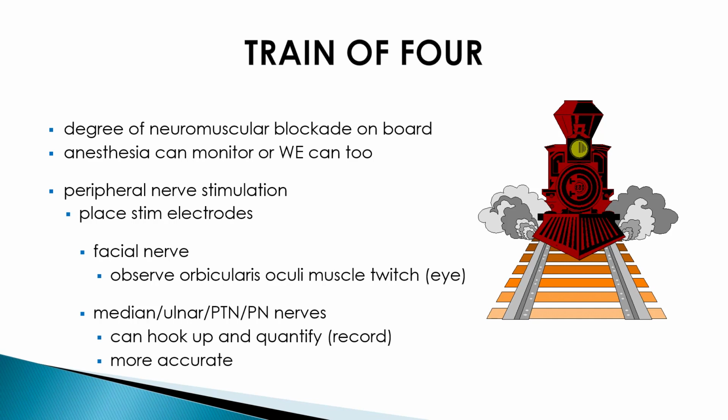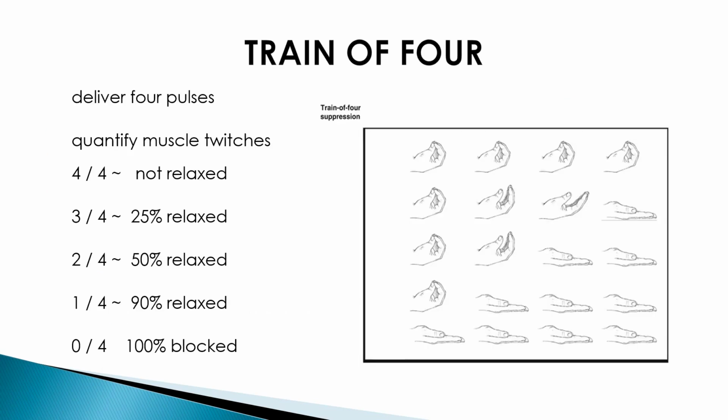We are likely doing somatosensory evoked potentials where we're going to have stimulators on the wrists and the ankles anyways. So we would simply place electrodes on the hand or on the foot and stimulate the nerves to record from the muscles that are innervated by those nerves. Anesthesia sometimes will use the facial nerve, and then they observe twitches from the orbicularis oculi muscle. We will likely be using the median, ulnar, posterior tibial nerve, or peroneal nerve.